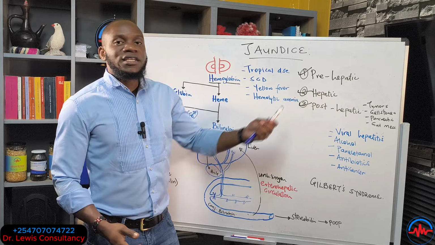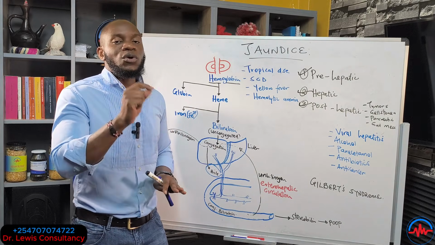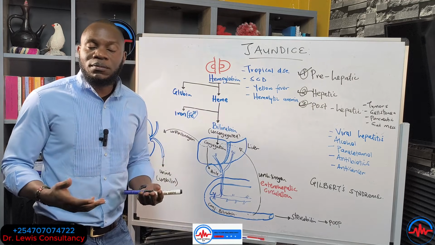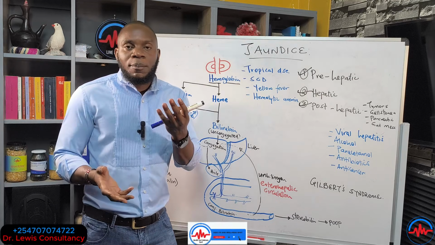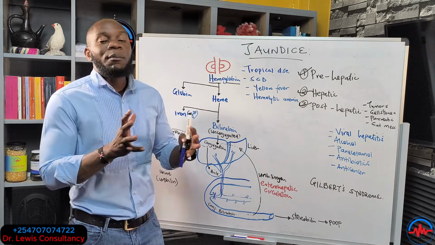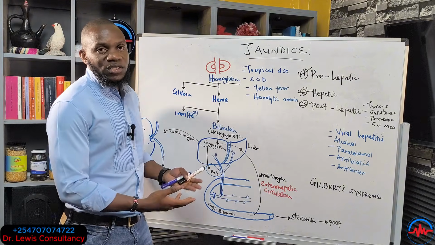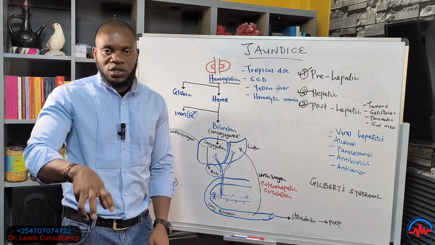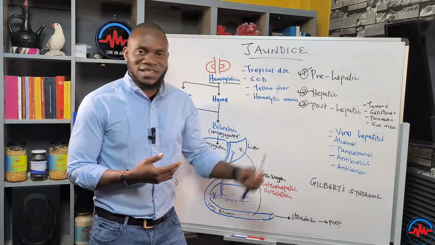So pre-hepatic is just before it gets into the liver, which means there is a buildup of unconjugated bilirubin. In the liver, we have a liver problem. Therefore, this liver is struggling to conjugate this bilirubin. So a part of that bilirubin is conjugated, a part is not conjugated because the liver is struggling. So you will have both unconjugated and conjugated bilirubin building up in the system; that is hepatic.